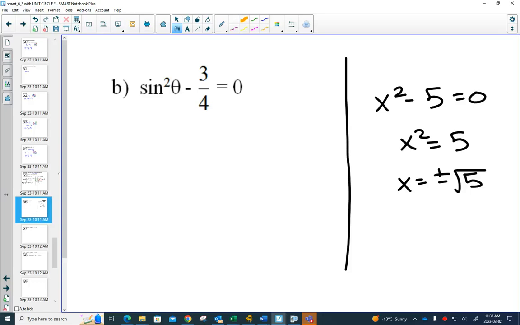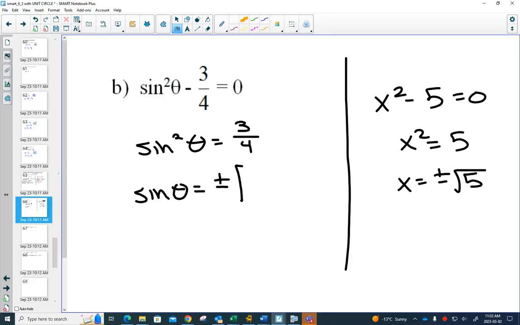So when you have just a single thing squared, you can get that by itself and square root both sides. This is from the past. Now we have trigonometry, but I have a single thing squared, sine squared. I can get that by itself by moving the 3/4 over to the right-hand side. And then I can square root both sides. And just like before, I can't forget the plus or minus.